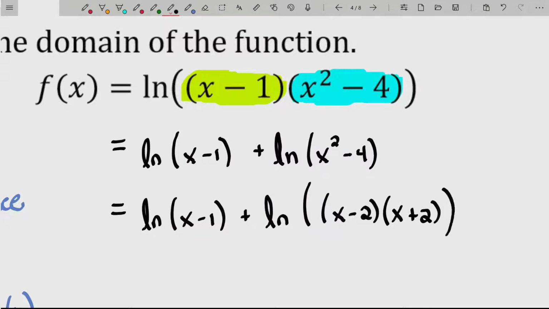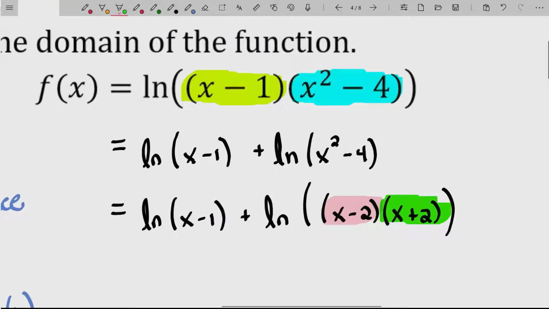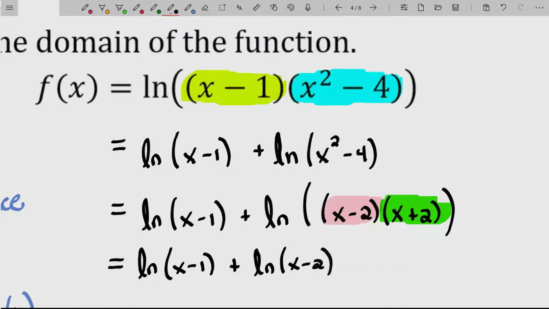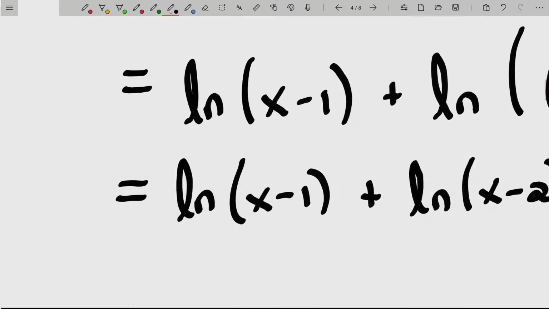All right, so we get to this point and notice I still have the product of two objects. This object right here and maybe a different color. Let's do green, and this object right here. So I'll split that logarithm up one last time. That'd be the natural log of x minus 1 plus the natural log of x minus 2 plus the natural log of x plus 2. Notice that our function has now been written in terms of simpler logarithmic functions. Let me also remind you, you cannot break these logarithms apart.